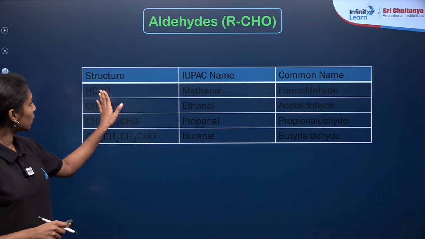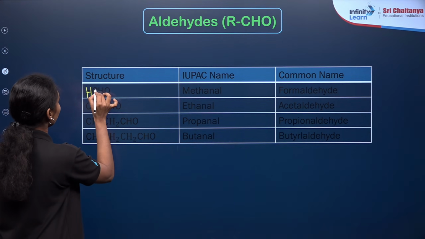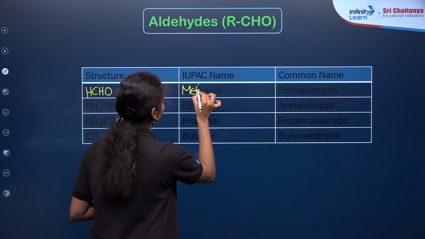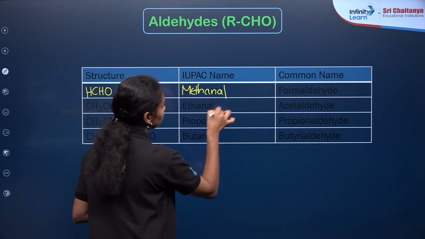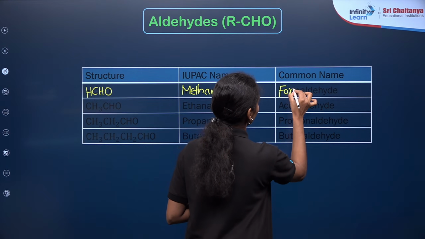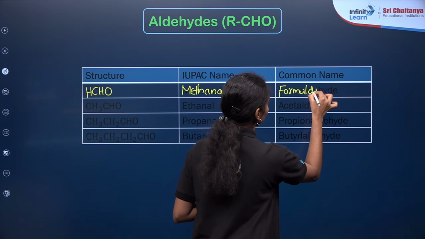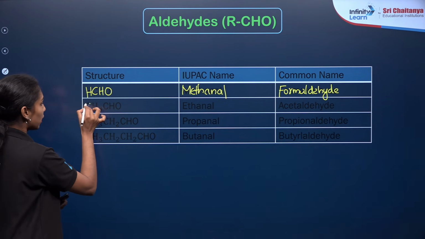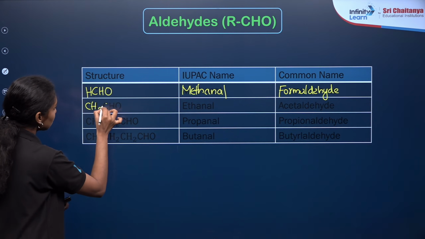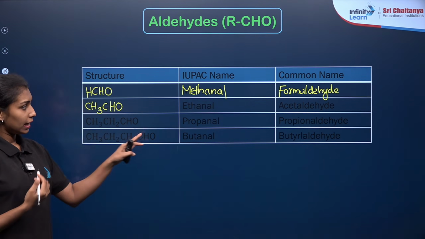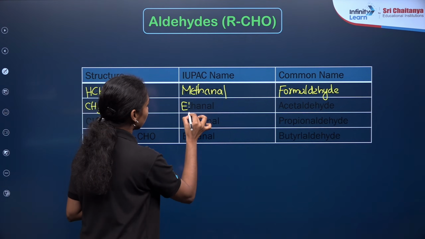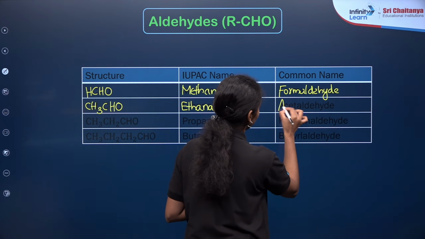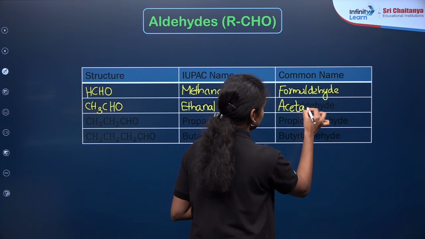So these are the examples. The first compound is HCHO. Only one carbon atom is present here. So the IUPAC name will be methanal. Their common name is formaldehyde. Then the next example is CH3CHO. As we already know, two carbon atoms are present, so the word root will be ethane. The suffix will be Al. So ethanal will be the IUPAC name of this compound, and their common name is acetaldehyde because it is derived from acetic acid.